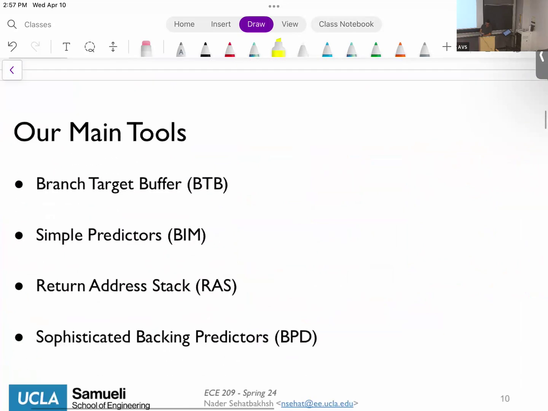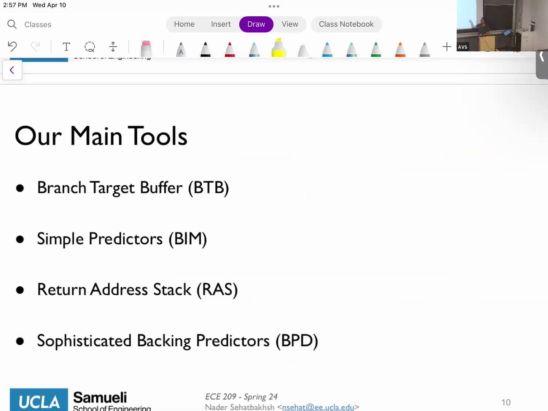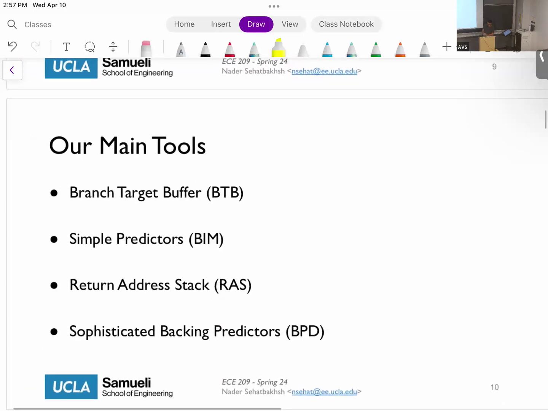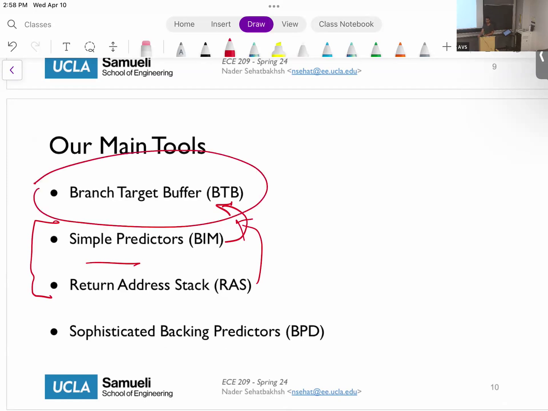So what are the things that we're going to use? This is what Boom does, and as I said, many other processors do. Essentially, we're going to use a branch target buffer, or BTB. Within the BTB, we have 2 pieces, and there's another one somewhere in between that I'm going to show you. We're going to have a simple predictor that gives just a yes or no kind of answer. We're going to have what we call a return address stack, or RAS. And these are all part of what we call a BTB.